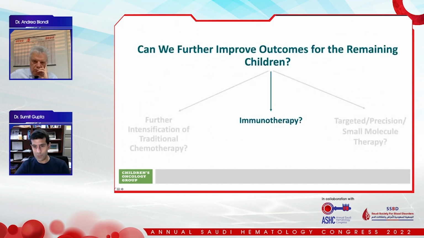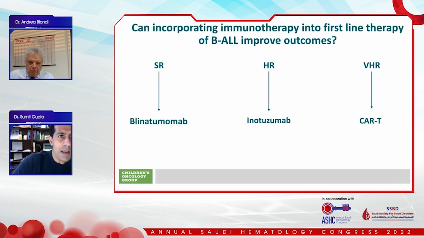So then that leaves us with these 2 other strategies, the most exciting of which, as we all know, is probably right now immunotherapy. Currently, the strategy in COG ALL is to study whether incorporating immunotherapy into first-line therapy of B-ALL improves outcomes.